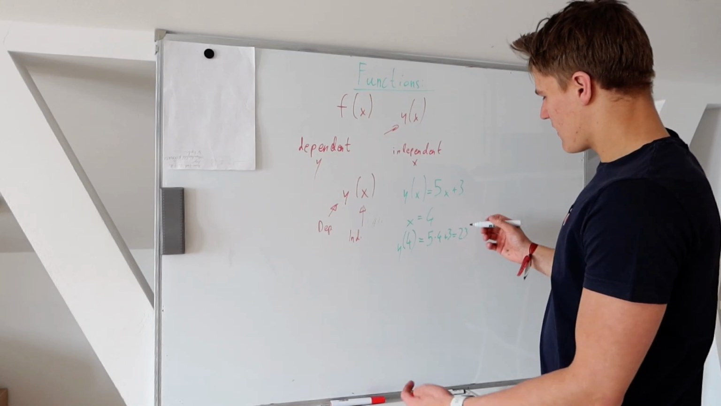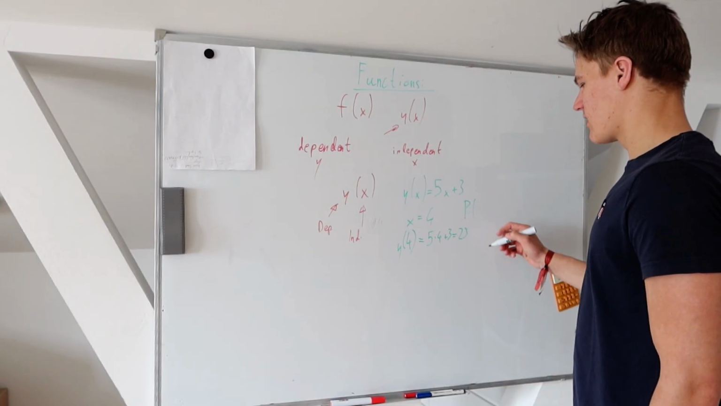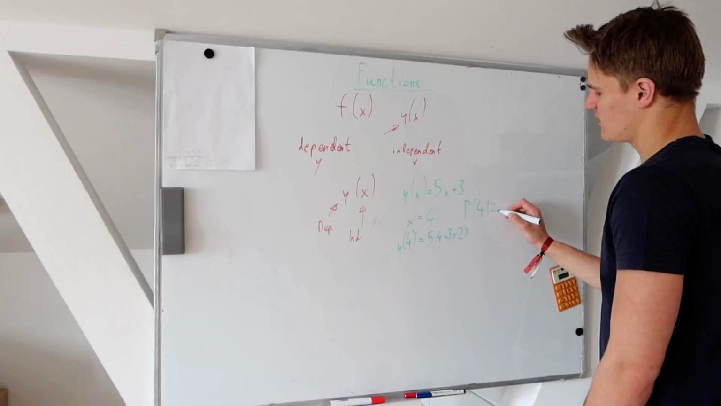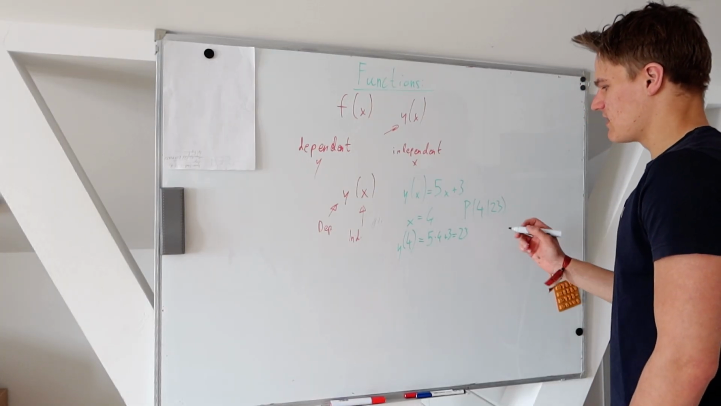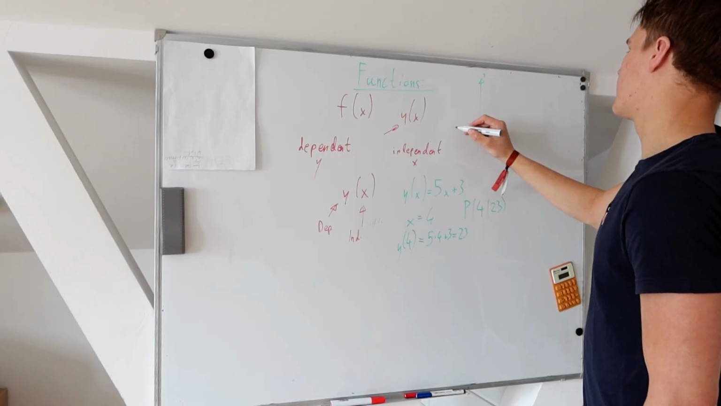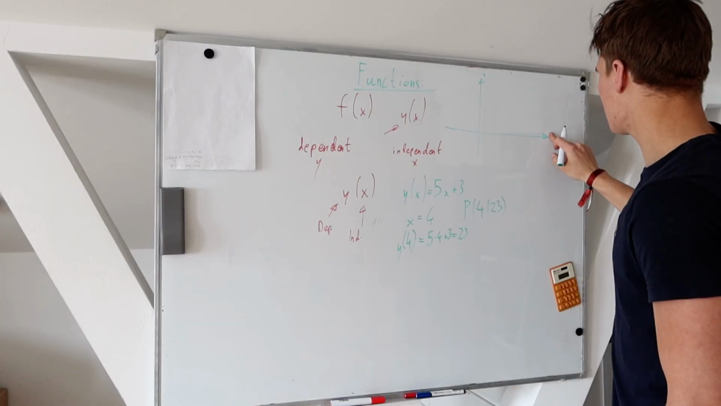So we have a point P, when x is 4, I can actually write it like this: when x is 4, y has to be 23, right? This is basically what this means. Alright? Maybe let's actually draw a system here. So we have y there, we have x there.